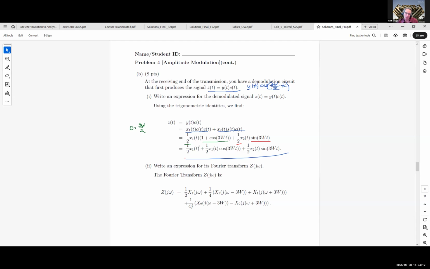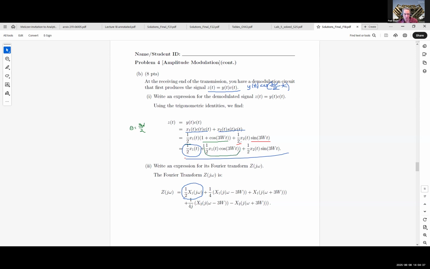And so you just apply the transform to each one of those components. And you say, well, the first piece is 1/2 x1 of t. And so we're going to get 1/2 x1 of j omega.